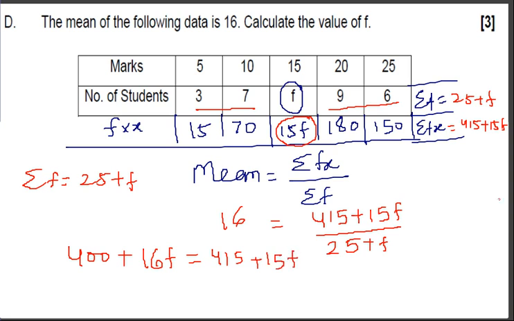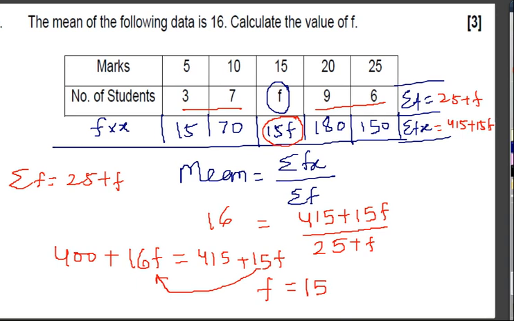When you simplify, you can do it by yourself, you can pause the video and try by yourself. So 15f goes to this side, it becomes f, and 415 minus 400 gives you 15. So this is your answer. Your correct answer is f is 15. I hope you are following me. Now we go for the next.